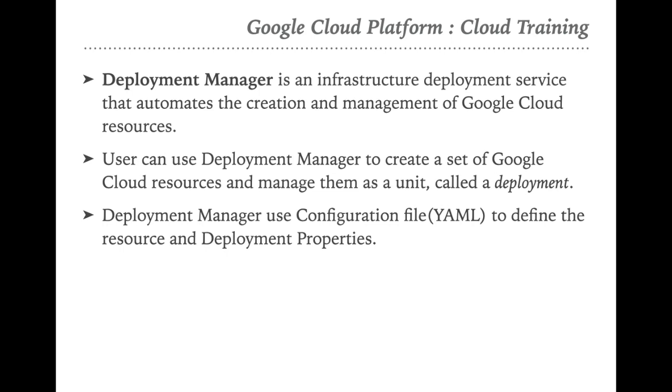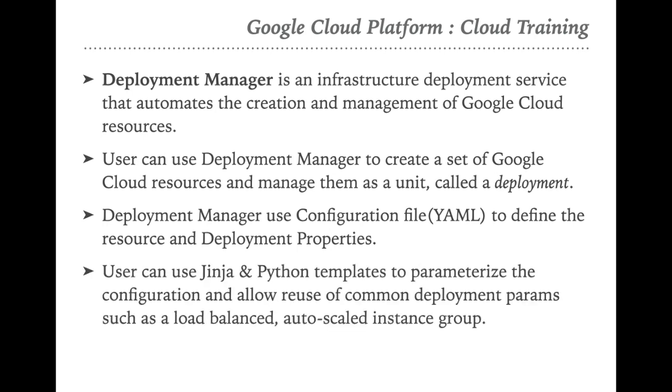Deployment Manager uses a configuration file, the YAML file, to define the resources and deployment properties. In a single YAML file you define all the resources which you want to create as part of that particular deployment, along with the properties of these resources, and with the help of Deployment Manager you execute that YAML file. Once you execute that file, Deployment Manager will start deploying all the resources which are mentioned in that YAML file.